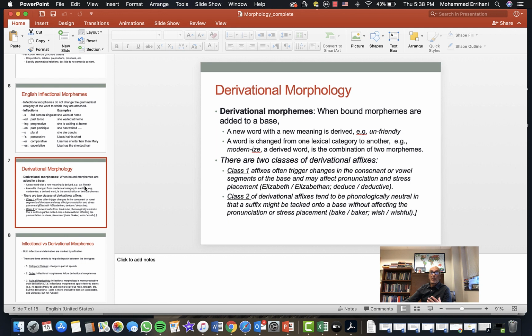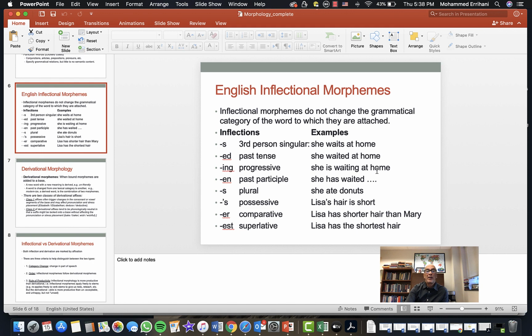So when we talk about bound morphemes, let me go back to the previous slide. English morphemes that are inflectional are here. There are 8 of them. And so what they do is basically they have a grammatical function. Okay, they don't really change the meaning. They might change the tense, they might change the number, but they don't necessarily change the meaning or the grammatical category of the word. So if it's waits, she waits, it's a simple present. Even if you add s, it still is the simple present, right? It doesn't really change the meaning that much.